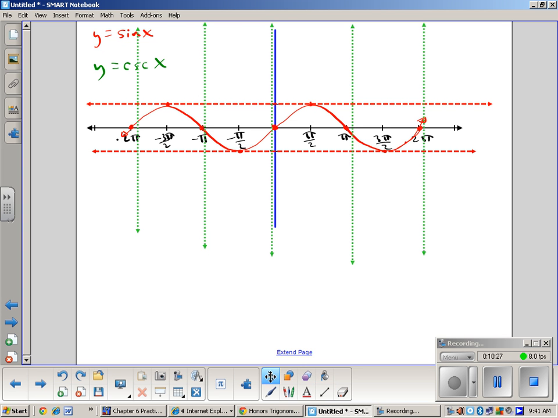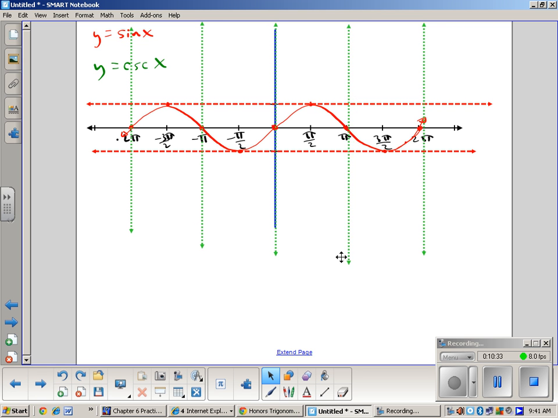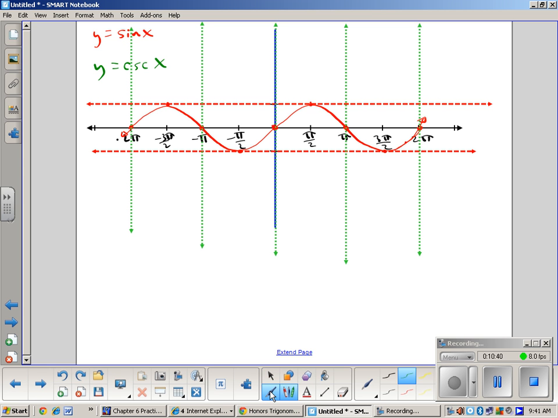At these points right here, when the sine is 0, the cosecant is going to be undefined. The cosecant is going to be undefined at those points, and so there's going to be holes in the graph, points of discontinuity. And so to graph a cosecant graph, this is what I do.